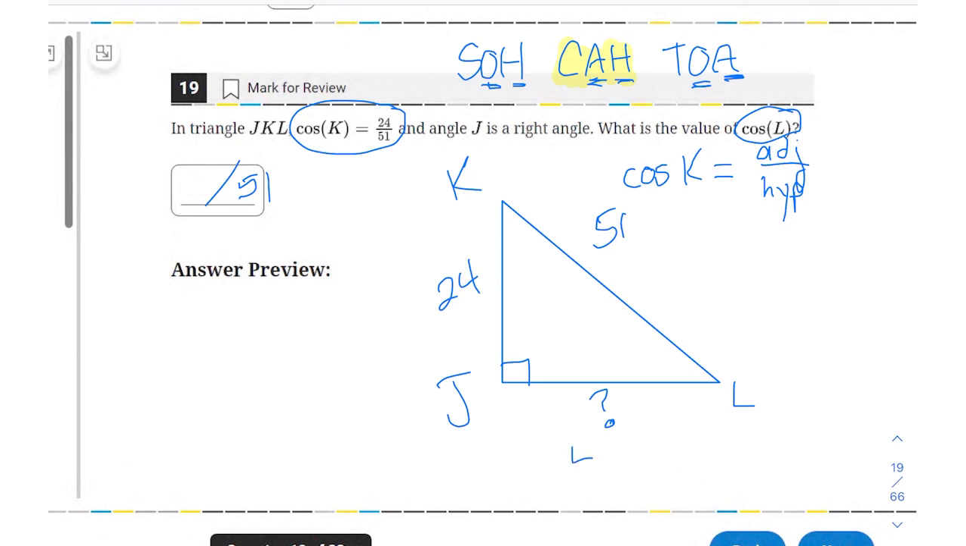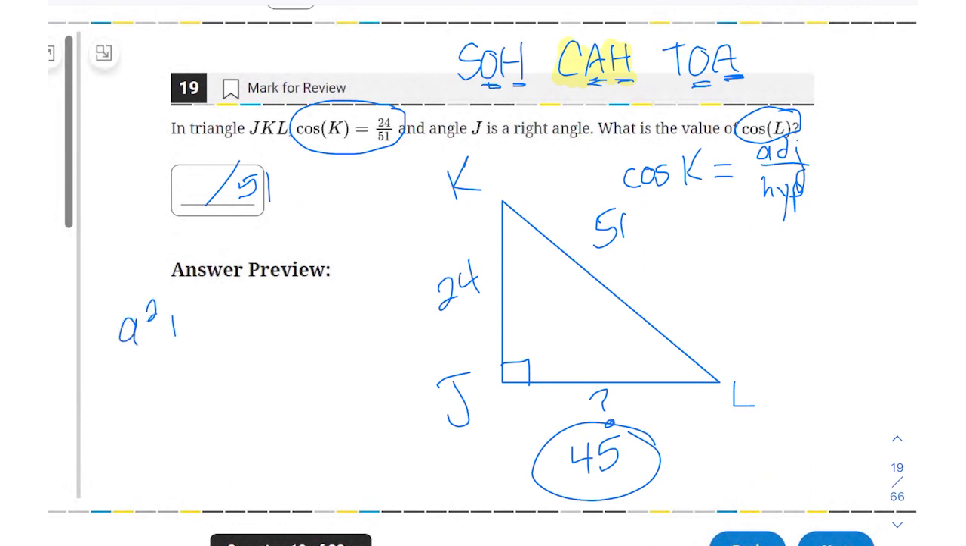But you might even recognize, and if you do, it's great, if not, no worries, that this is actually the expansion of a common Pythagorean triplet, which is an 8, 15, 17 right triangle. And here, each side is simply being multiplied times 3. So 8 times 3 is 24, 15 times 3 is 45, and 17 times 3 is 51. If you happen to catch that relationship, that's awesome. It might save you a little bit of calculator work. If not, no worries at all.